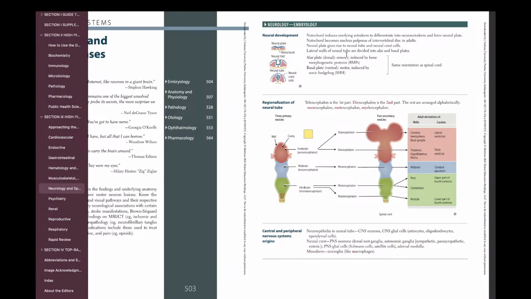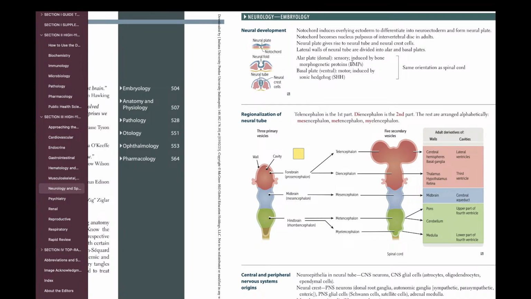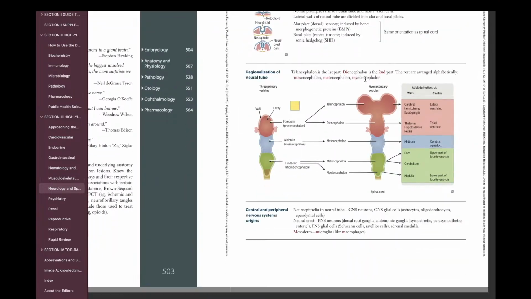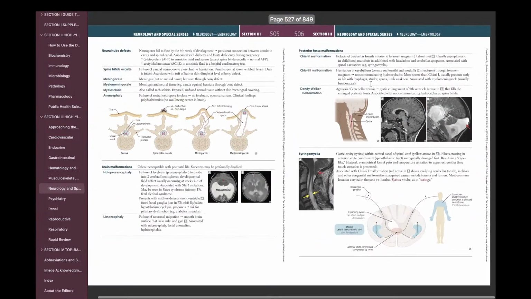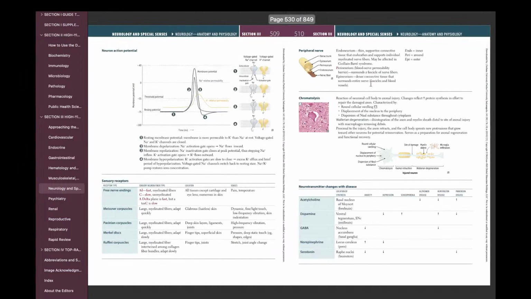Okay, the alar plate is dorsal sensory induced by bone morphogenic proteins. Basal plate is ventral motor induced by sonic hedgehog. Same orientation as spinal cord. You know, I could continue on just quickly reading all of these.